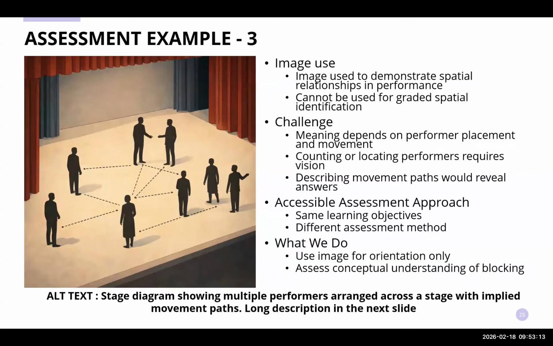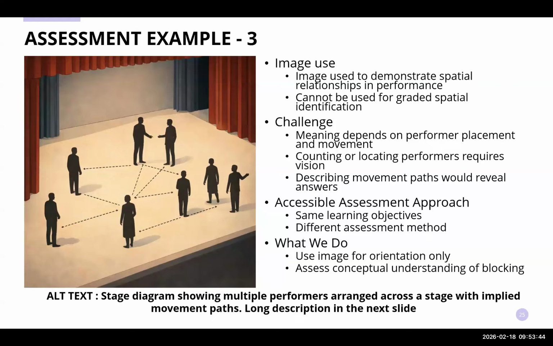For example, how does blocking influence audience perception of character relationships? Or why might a director separate two characters physically on stage during a conflict scene? So, in this way, students demonstrate understanding of theatrical principles, not their ability to visually see the image. Next slide, please.